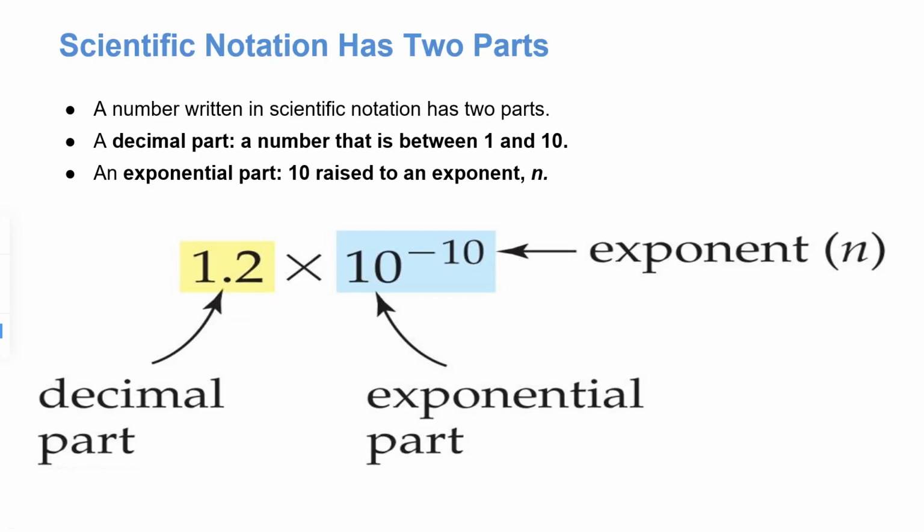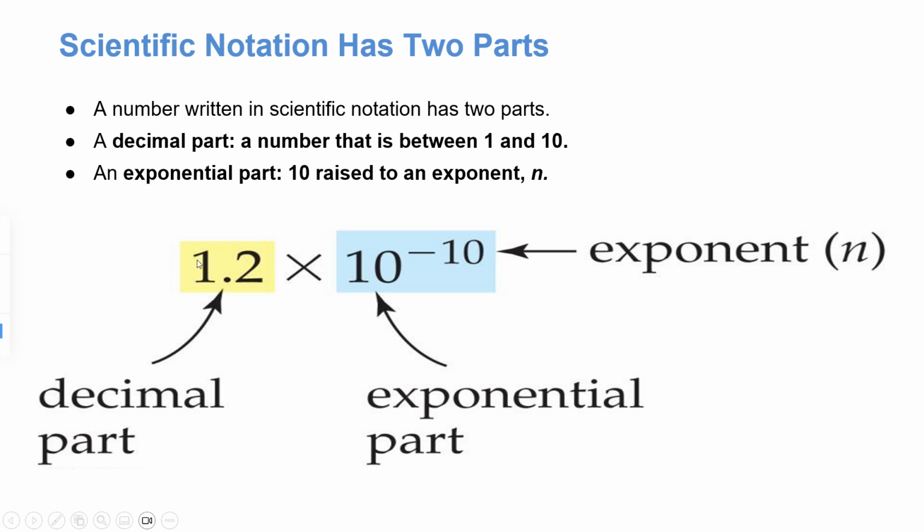Scientific notation has two parts. A number written in scientific notation has the decimal part, and that's a number that's between 1 and 10, and an exponent part, it's 10 raised to an exponent n. So this is the decimal part times 10 to some exponent.